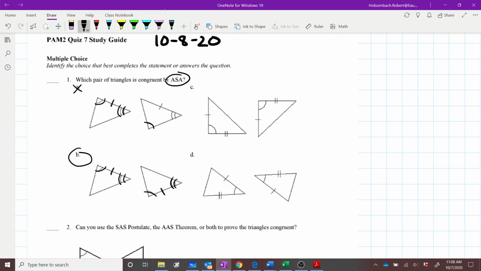Pair of triangles congruent by angle, side, angle. Option C, angle, side, angle, side, so we can't use C. And option D is another side, angle, side application, so we can't use answer choice D. So answer B is the only pair congruent by angle, side, angle.